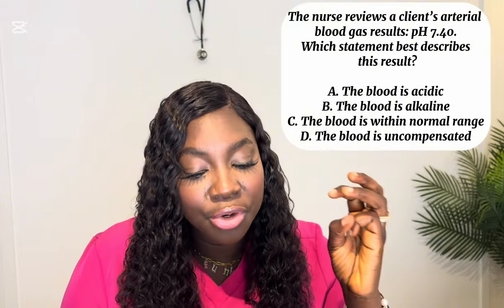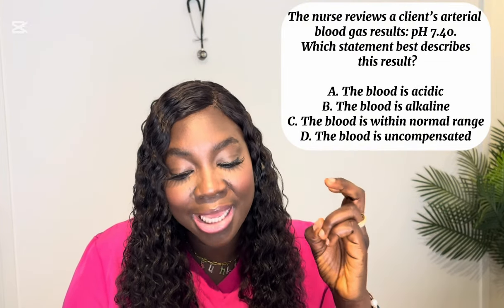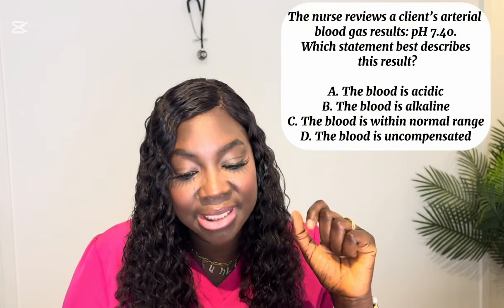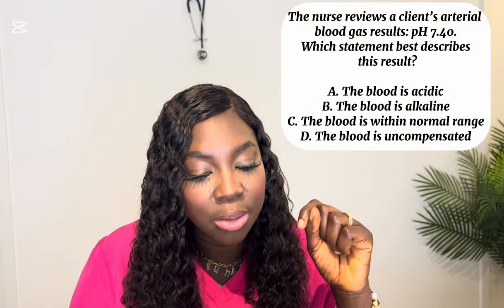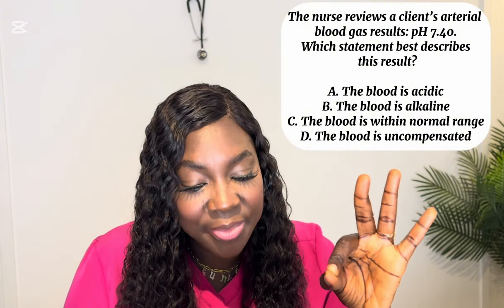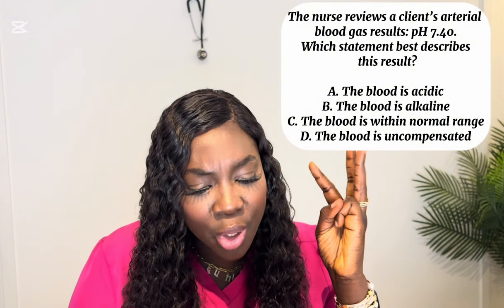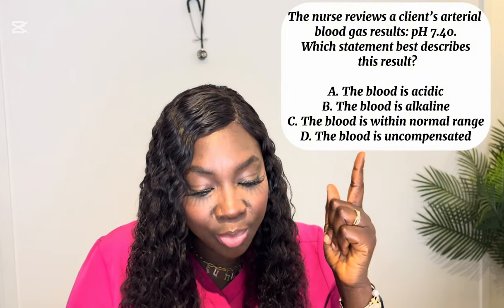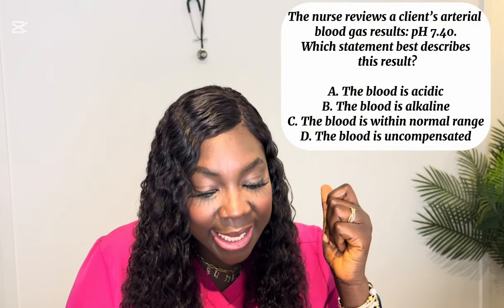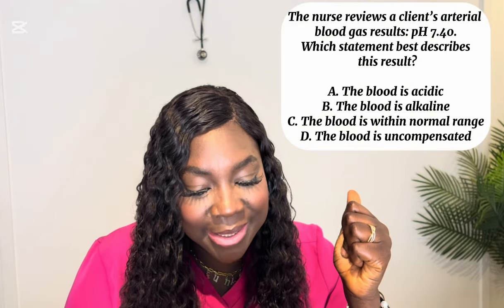Now, let's go right into our questions of the day. First question. The nurse reviews a client's arterial blood gas results, and the pH is 7.40. Which statement best describes this result? A, the blood is acidic. B, the blood is alkaline. C, the blood is within normal range. And D, the blood is uncompensated.